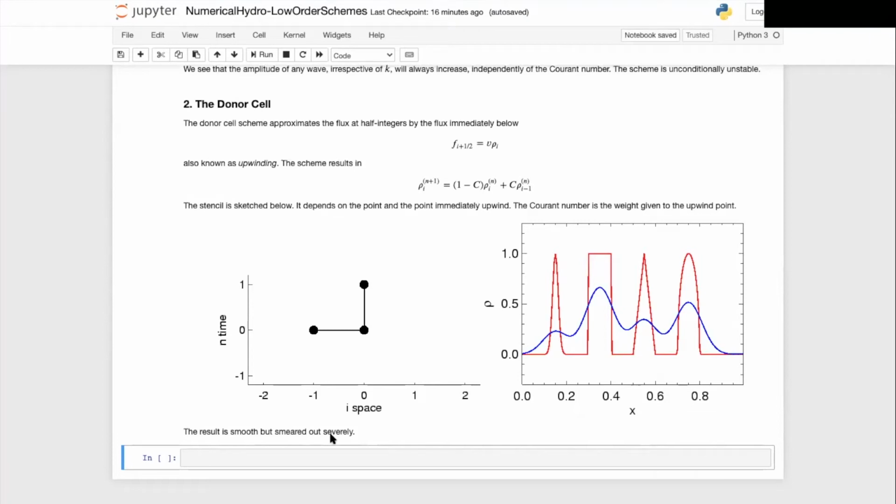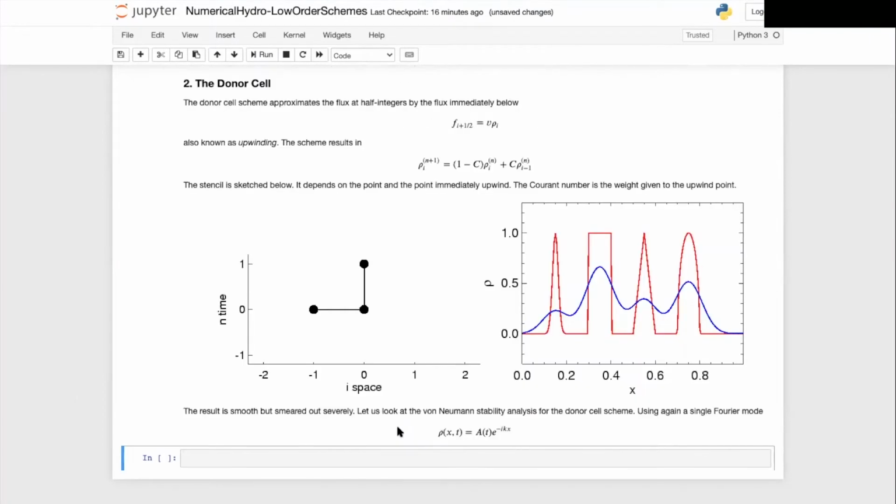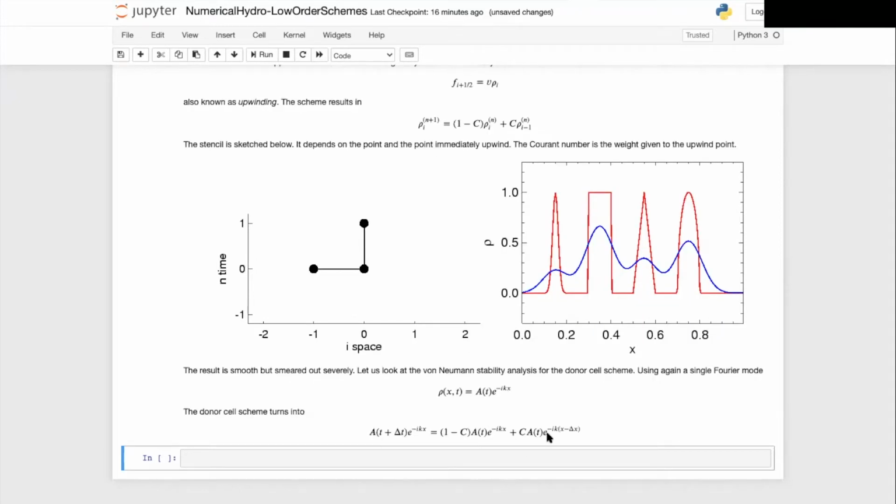So let's look now at the von Neumann stability analysis for the donor cell scheme, using again a single Fourier mode as we did before. Again, putting this ansatz for the density into the recurrence relationship, this is the scheme that we have. I have the amplitude in the future, the current amplitude, and the exponentials here are at the point i, so that's just exponential of ikx. But here we have the upwind point, so that's x minus delta x.